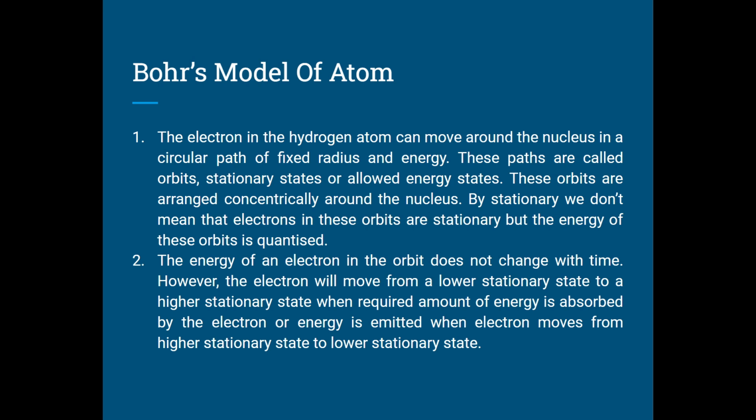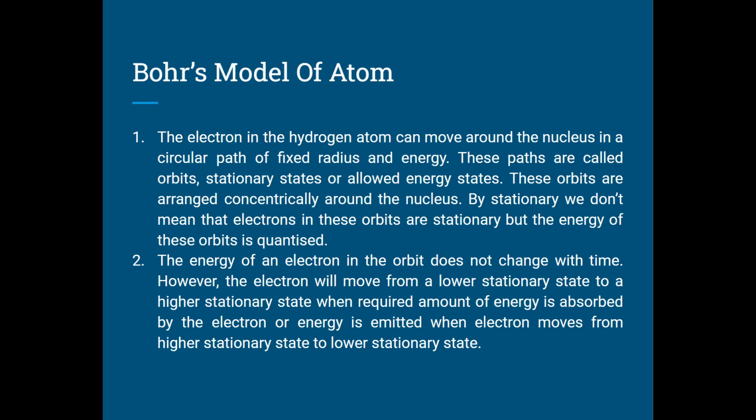Bohr said that they do not radiate energy and they will not fall into the nucleus, and hence the atom is stable. The second point also says the same thing, I guess. The electron will move from a lower stationary state to a higher state when the required amount of energy is absorbed by the electron. When the electron moves from a higher state to lower, it says that you need a particular amount of energy to go from lower to higher state, and you need to radiate a particular amount of energy to go from higher to lower state.